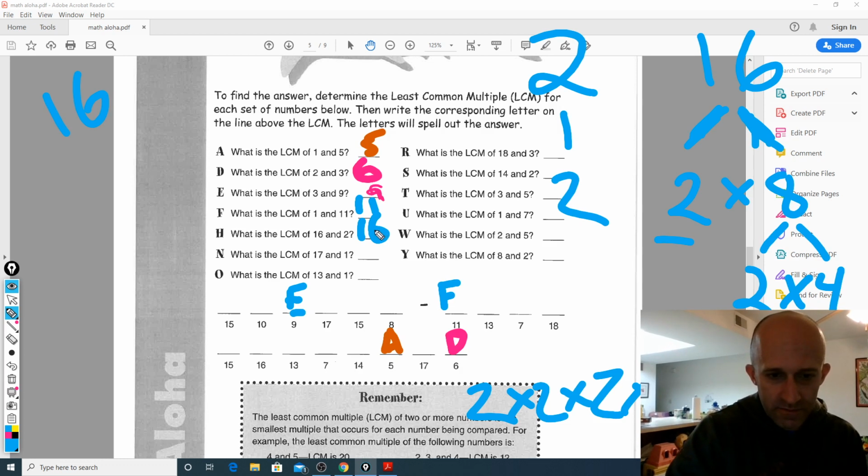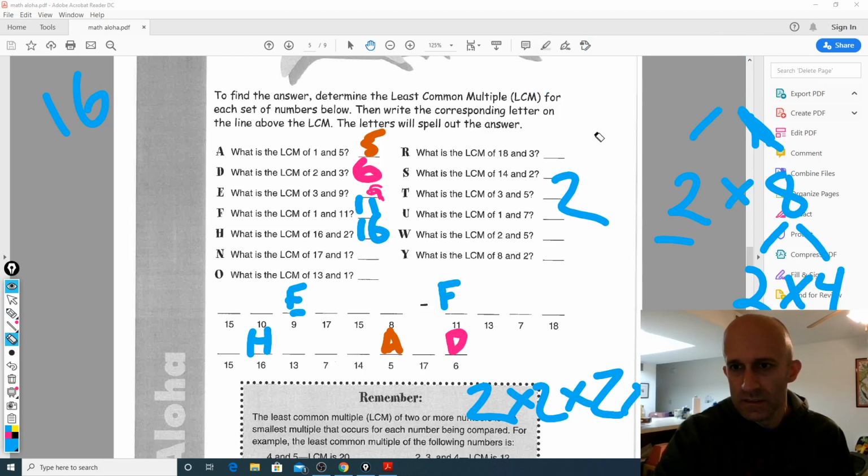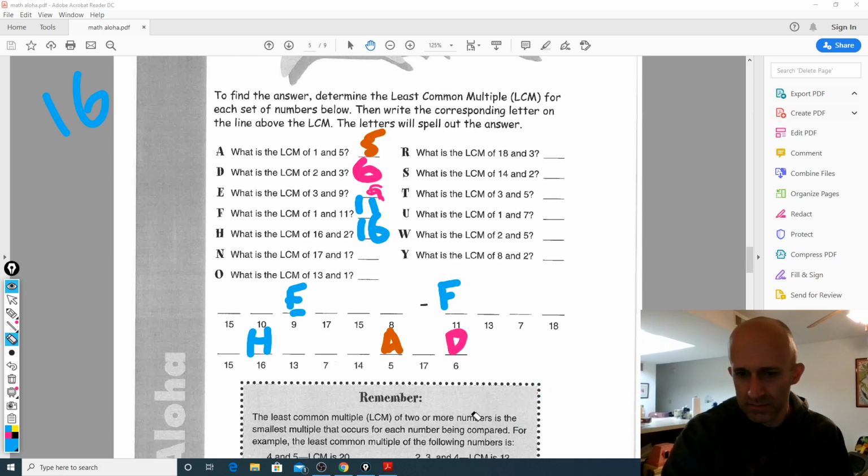16. And then when you find your 16, if I can find it down here, there it is. H should go right there. Hopefully this is kind of making a little bit of sense. Like I said, the numbers are relatively simple for the most part, but again, it's good to know this, especially with adding fractions.